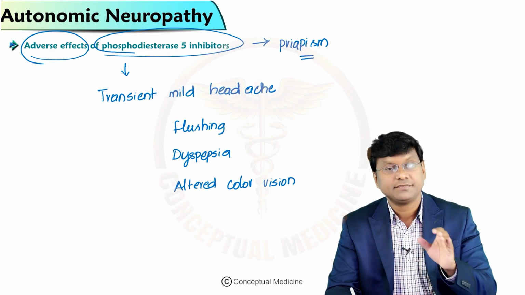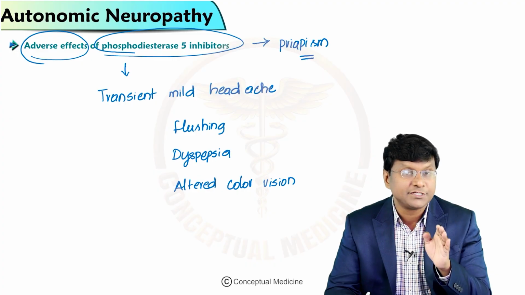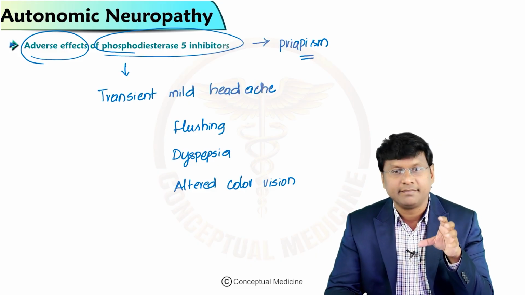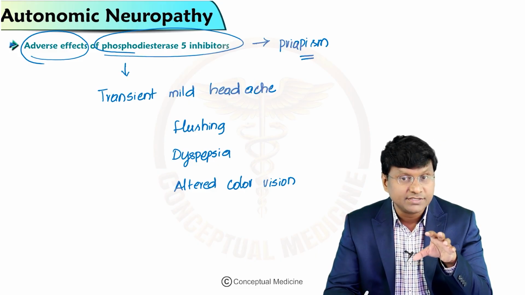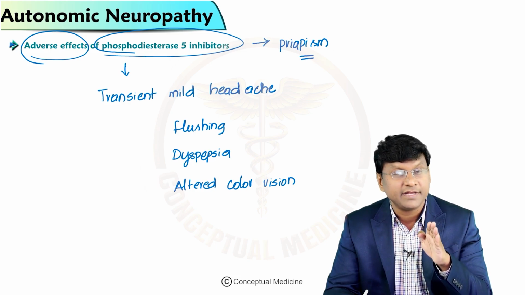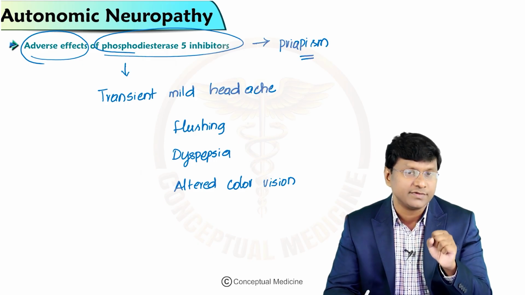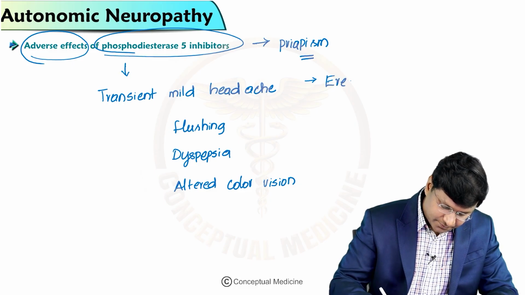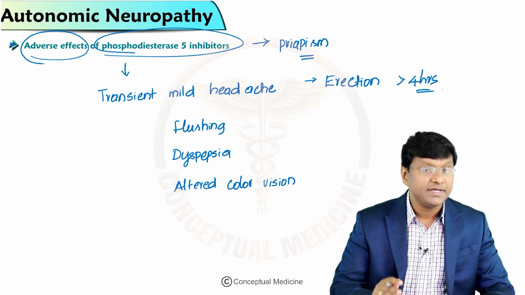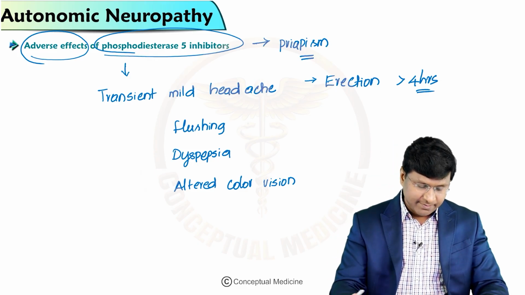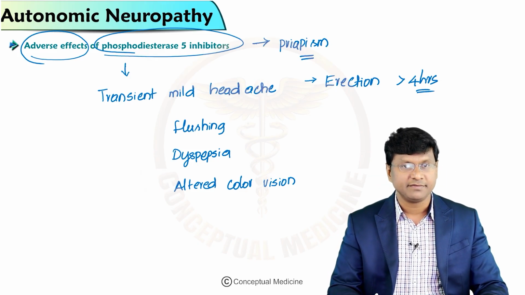Now, what is this priapism? Priapism is the painful erection of the male genital organ. It can occur with these medications, and patients should be advised to seek immediate medical attention if an erection persists for longer than 4 hours. If the erection persists for longer than 4 hours, immediately the individual should seek medical attention. That is about the adverse effects of phosphodiesterase 5 inhibitors.